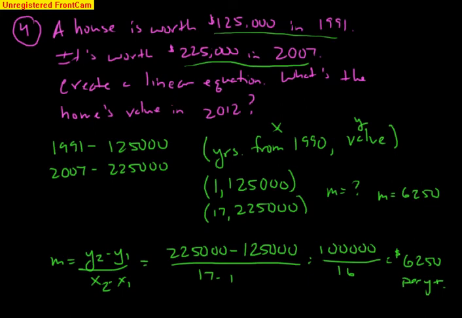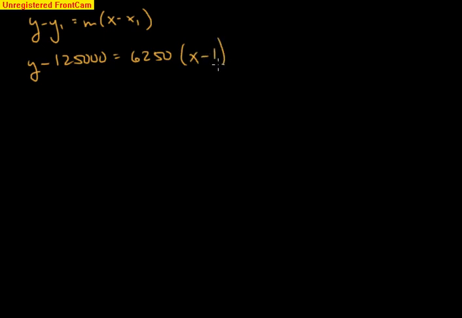So now what are we going to do? Well, we're going to use point-slope form with one of these points. It doesn't matter. I'm going to use the smaller one, 125,000, and the slope. So let me scroll down. So, use point-slope form. It was y minus $125,000 equals our m was 6,250, x minus, and our year from 1990 was just 1. First thing we do is distribute the 6,250, so we get y minus 125,000 equals 6,250x minus 6,250.